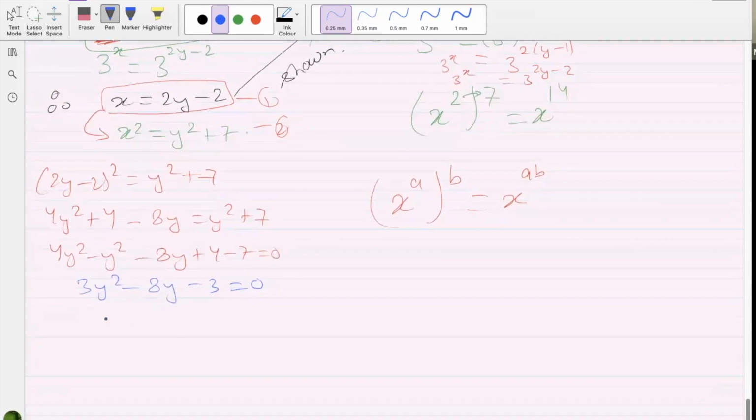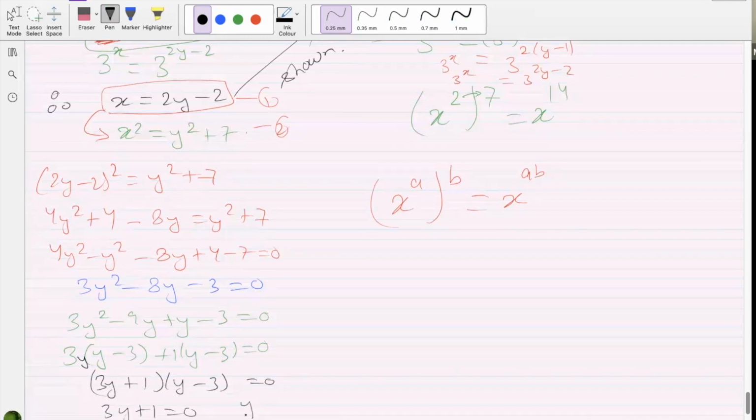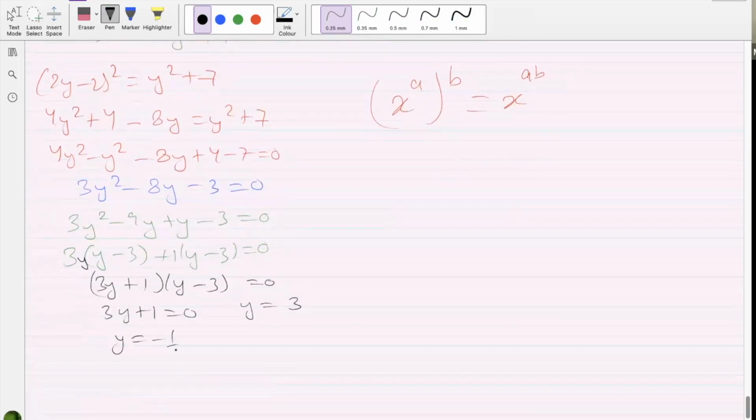So multiplying these two, you get 9. Solving this: 3y squared minus 9y plus y minus 3 equals 0. Going for mid-term breaking, 3y plus 1 times y minus 3 equals 0. So 3y plus 1 equals 0, and y equals 3. Y equals negative 1 by 3.